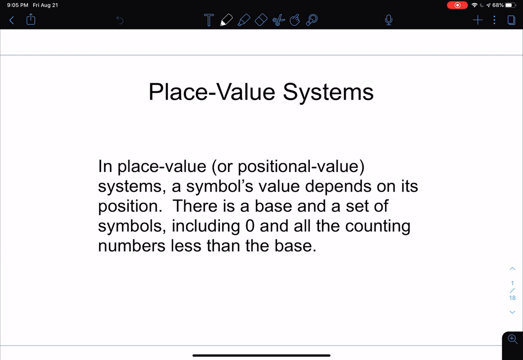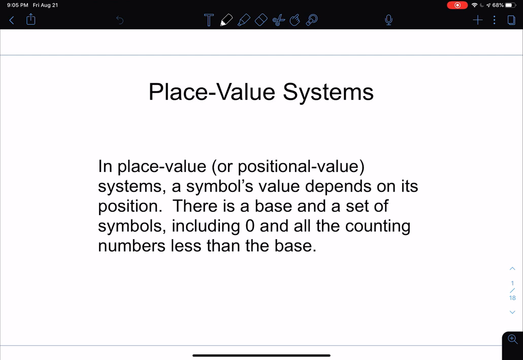But not everybody has a base 10. We're going to look at some systems that have some different bases. And then you've got your set of symbols. Since we're base 10, our symbols represent numbers from 0 through 9. So whatever your base is, your symbols are going to represent from 0 up to 1 less than that base. If you're base 2, like binary, you're just going to have symbols for 0 and 1. Or if you're base 6, you're going to have symbols for 0, 1, 2, 3, 4, 5. So you've got your position, your base, and your set of symbols. More modern day, you're looking at symbols including 0 and all the counting numbers less than that base.